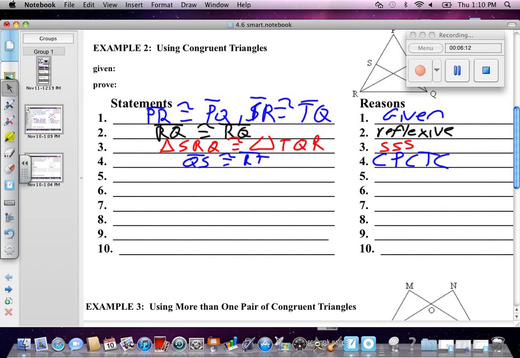Wait, I thought you said that CPCTC can only be used to find the angles or sides, because it's corresponding parts. Hear that word parts? Of congruent triangles are congruent. Doesn't it have to say triangle though? Which triangles? These triangles are congruent to each other. Oh, yeah. So now this is saying that the parts of the triangle are congruent. Yes. They're overlapped in the bottom. Okay, let's look at the back.